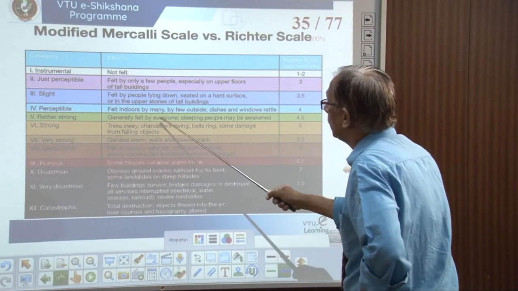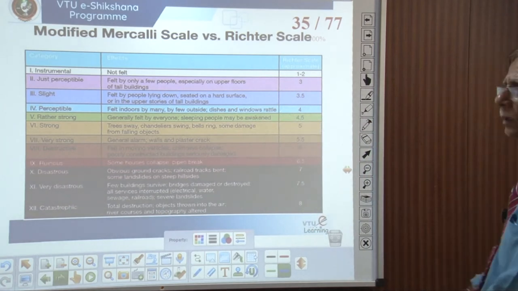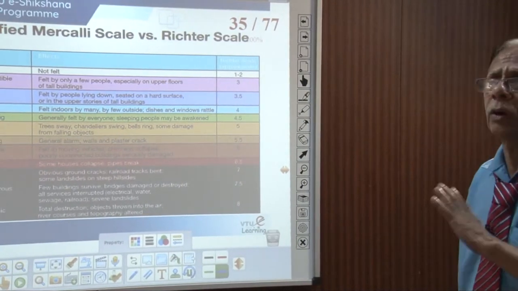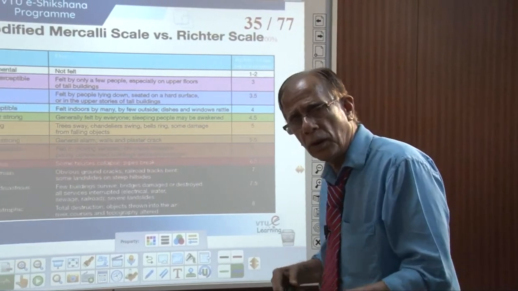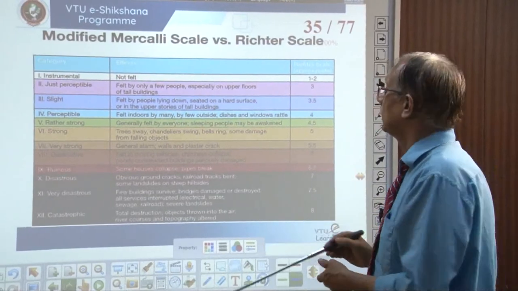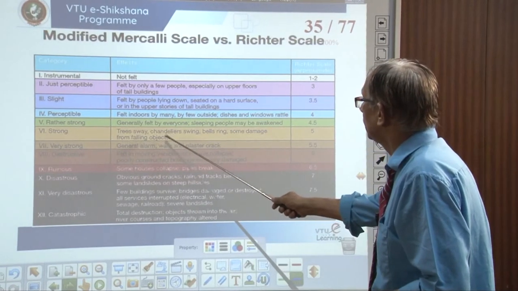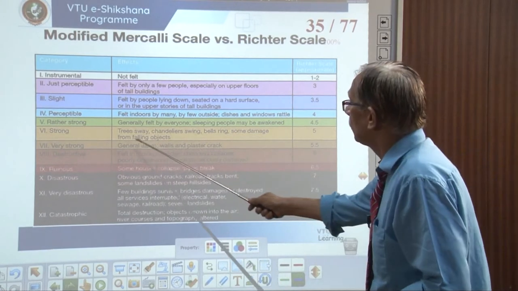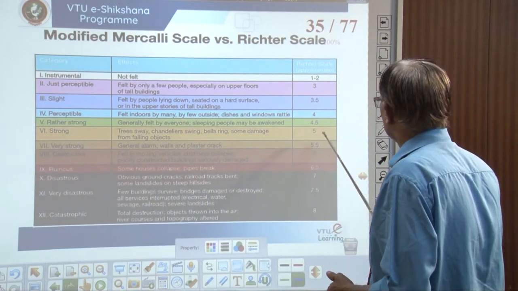Rather strong, generally felt by everyone, sleeping people may be awakened. It means 4.5. Now I try to generalize in my own way. If an earthquake is in the intensity of 1 to 4, it is not that severe and not going to damage much. If I am in an earthquake region where the Richter scale is 1 to 4, yes, I can take precautions accordingly. Rather strong, then strong trees sway, handrails swing, bells ring, and some damage from falling of objects, etc. happens. It is a strong earthquake if the intensity is 5.